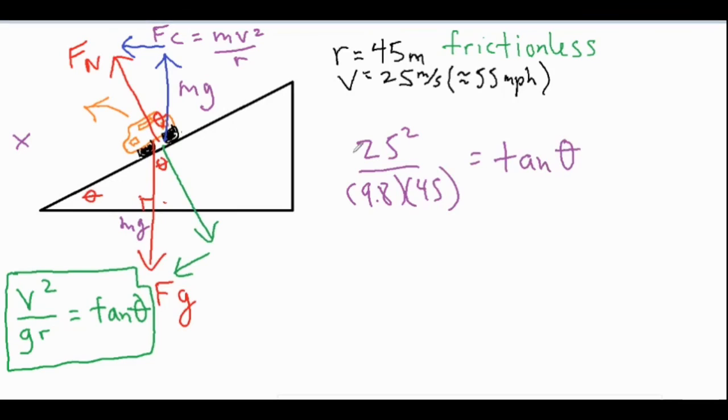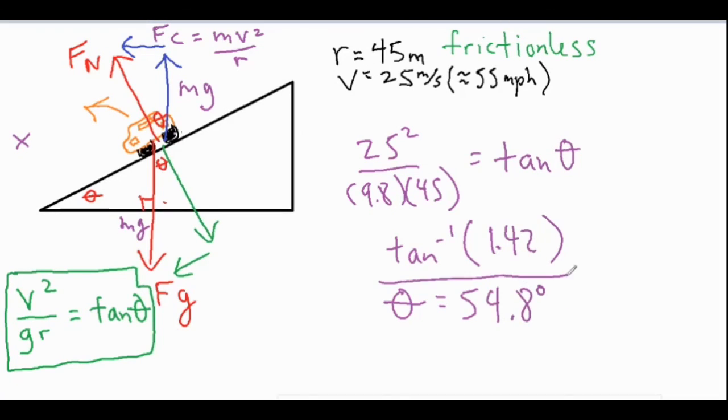When we take all of this over here, we're basically going to have to do the inverse tangent of this value over here, which comes out to about 1.42 rounded off, which means that our unknown theta is going to come out to about 54.8 degrees. Okay, obviously, that kind of incline is really, really extreme for a car to drive onto, but also cars typically don't go 55 miles per hour around a banked curve and expect to have no friction acting on them. That's why that angle ends up being pretty large.